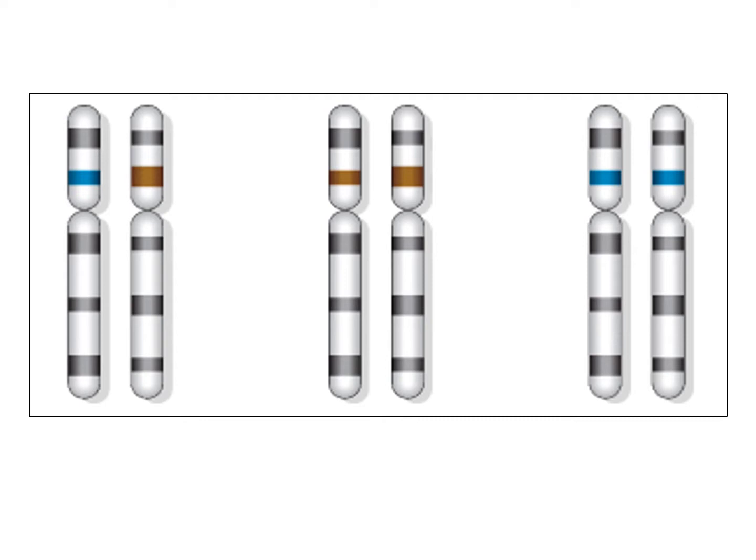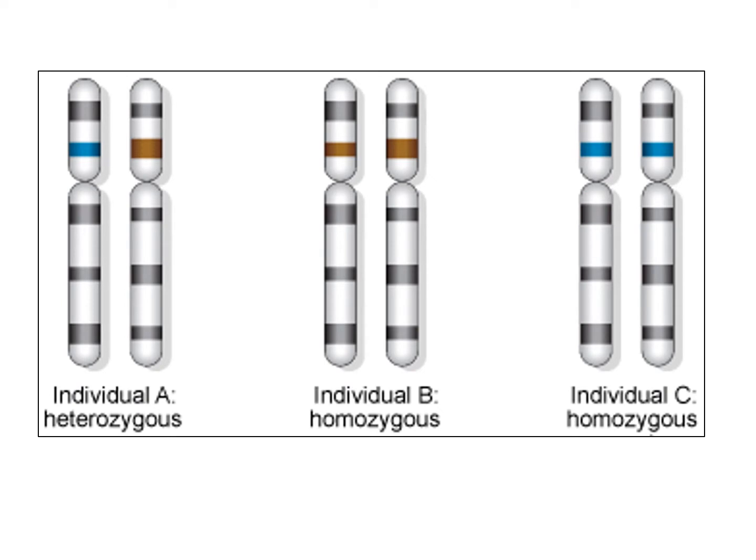Each gene exists in several different versions, which we call alleles. So alleles are different versions of the same gene. We inherit one allele from our mother, and we can inherit a different or the same allele from our father. If a person has 2 different alleles, we say they are heterozygous, with hetero meaning different. If they have 2 copies of the same allele, we say they are homozygous, homo meaning the same.